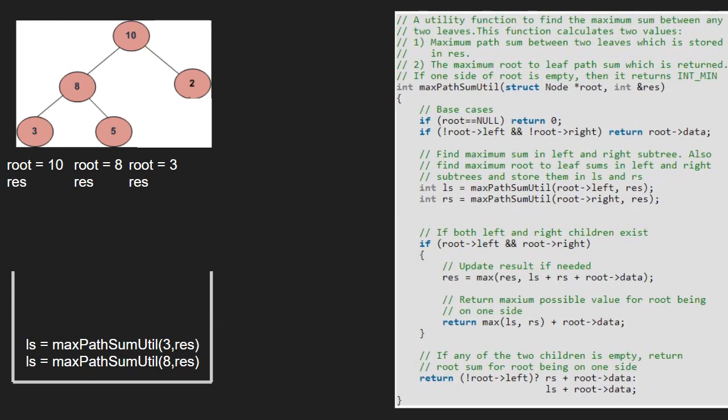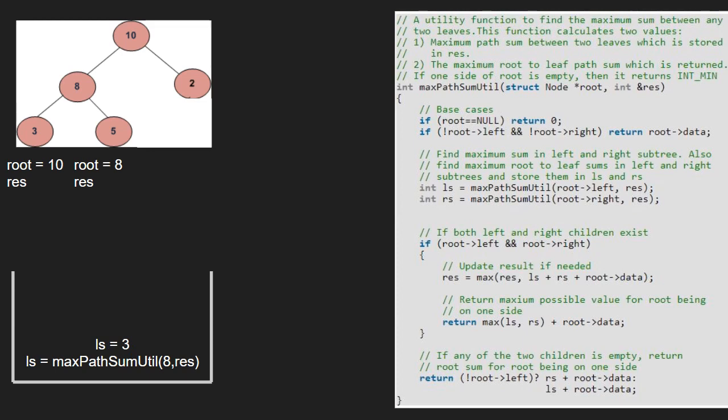As root is not null, we check if root is a leaf node. Since node 3 does not have any children, it is a leaf node and we return root's data. So ls will be equal to 3 and we resume execution for node 8. Next, we pass the right child of 8, which is 5.